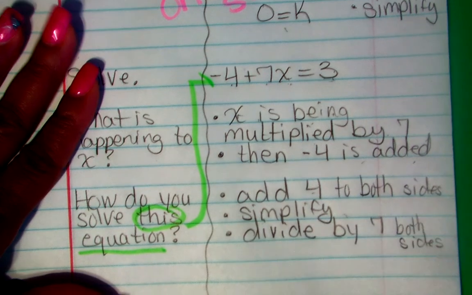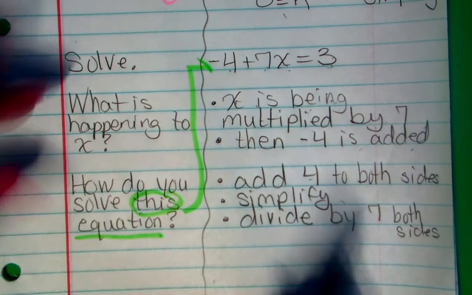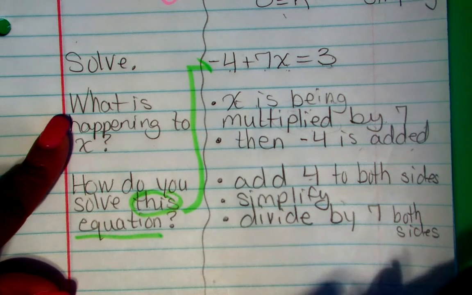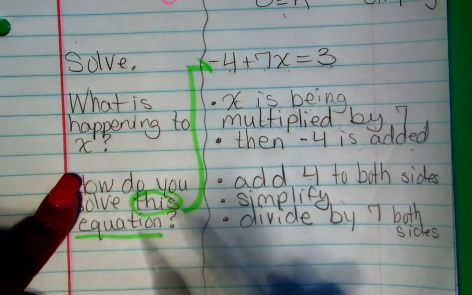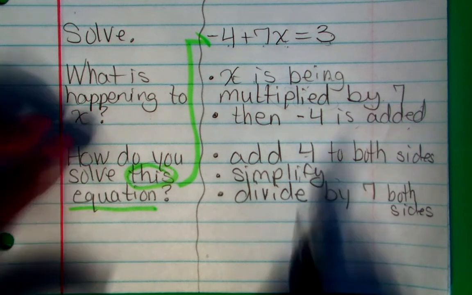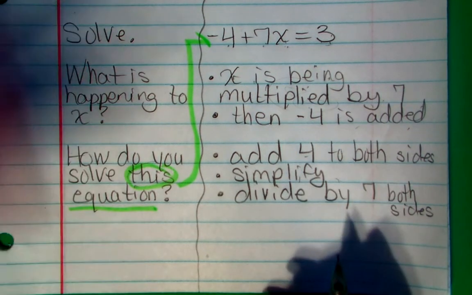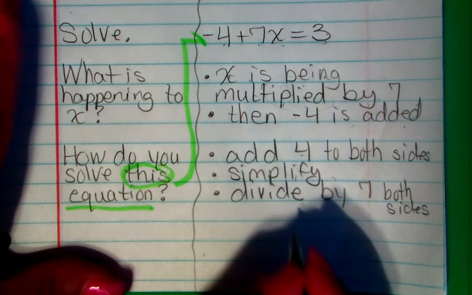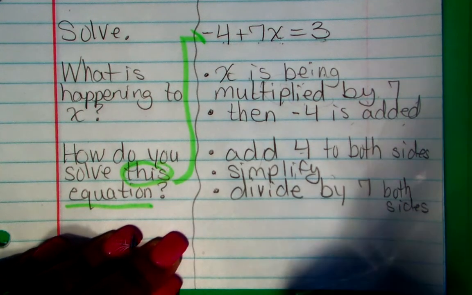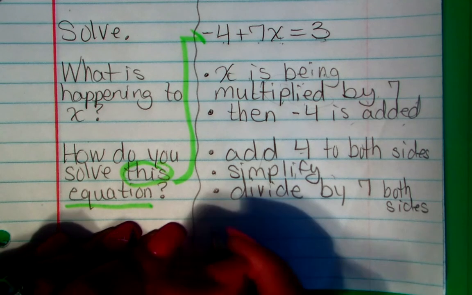Okay. So let's do it. First you notice that we looked at the details of what was happening to the x. Then we asked the question, how do we solve this equation? And we did the inverse of what was being done to x. You do that all the time when you're solving equations. And so this is going to be a 2-step because we're doing 2 different operations. So here we go. Let's solve.